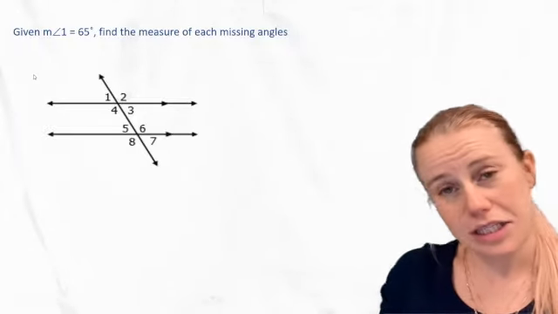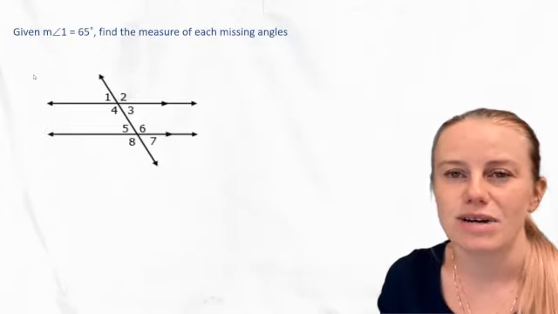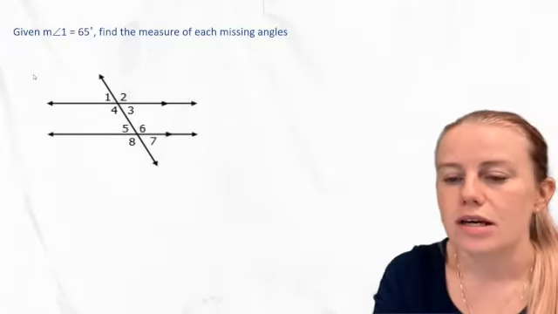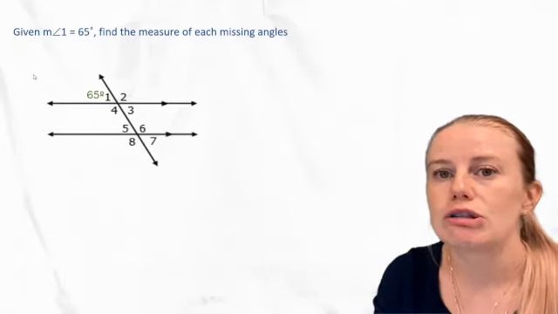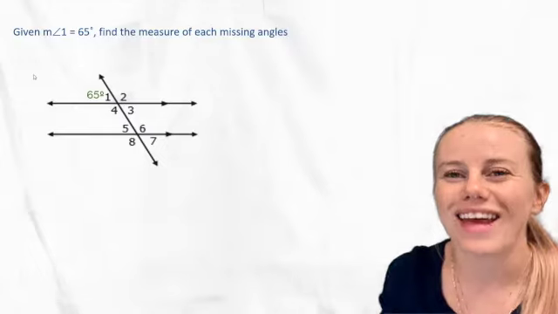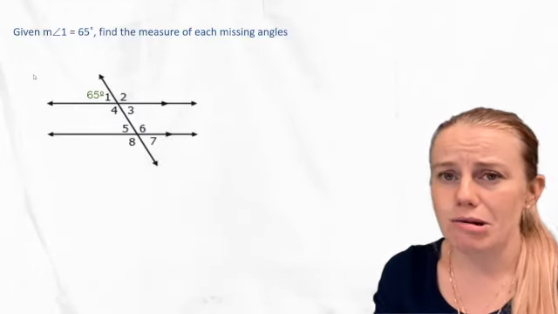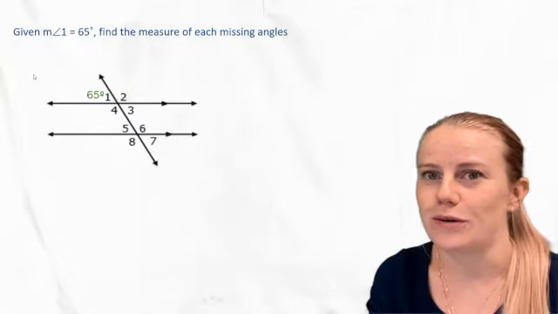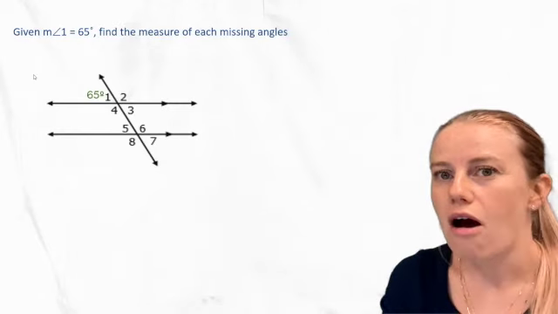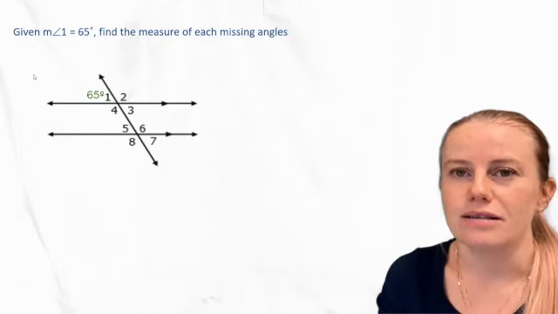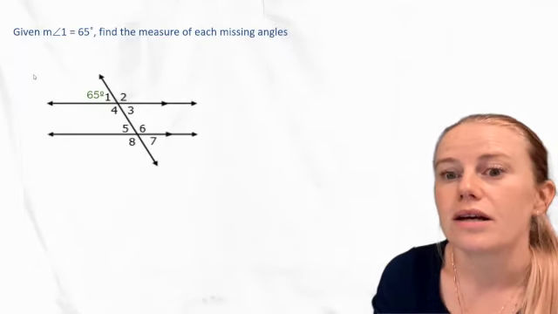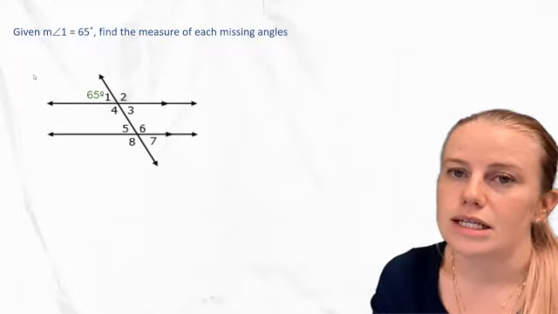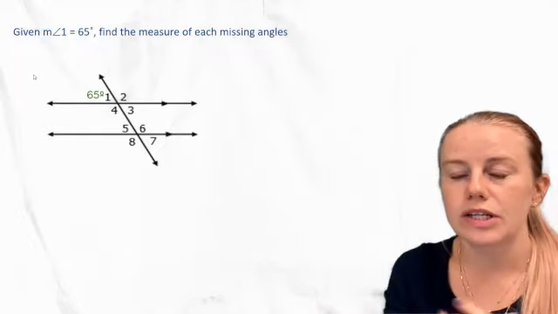So this is our first example. Given that the measure of angle 1 is 65 degrees, find the measure of all the other angles. So if 1 is 65 degrees, you can use your knowledge of all of the angle relationships: supplementary, linear pairs, adjacent, vertical angles, corresponding angles, and what did we talk about last video? Consecutive interior, alternating exterior, alternating interior, all that knowledge of all these angles to figure out what the rest of these angle measures are.